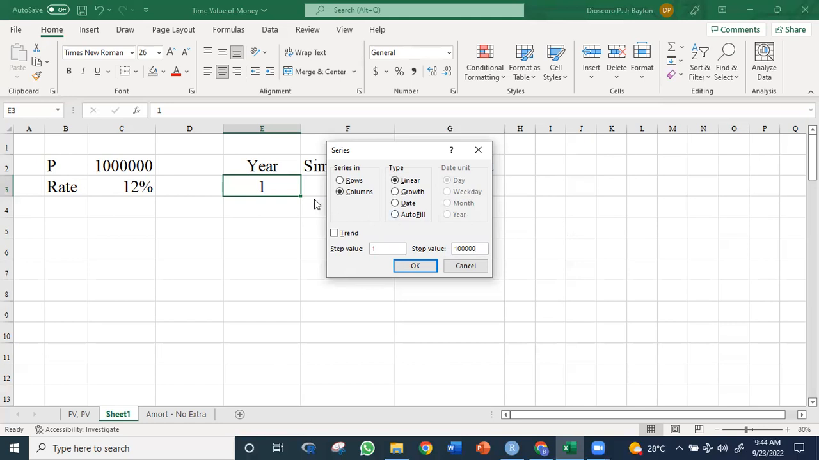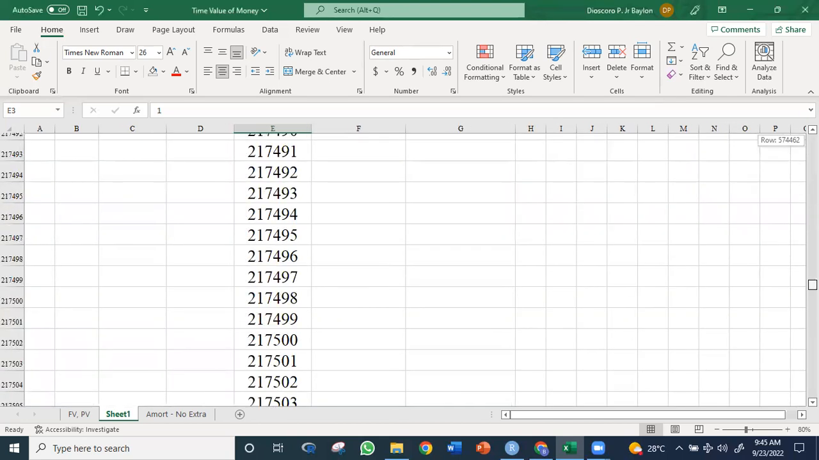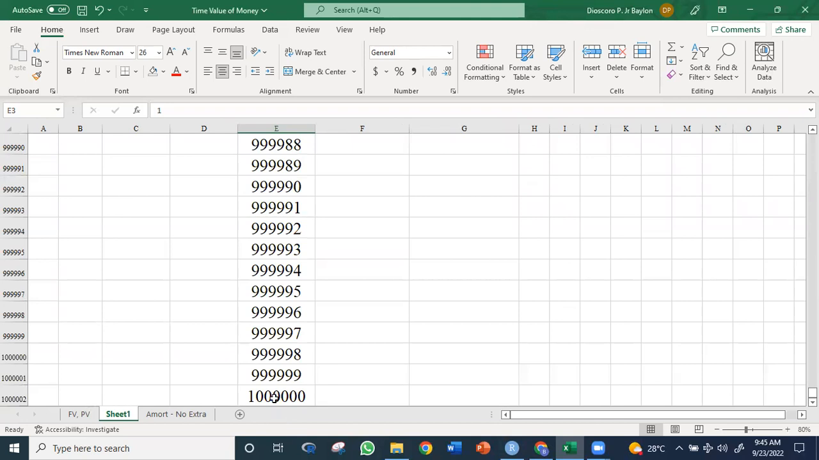So I'm saying that Excel creates a series in columns, starting here with the number I wrote, 1. Step value is 1, so it will keep on adding 1 until it reaches the stop value. I think this is only 100,000. I'll make it 1 million just to dramatize the example. And there, guys, it gave us the series until 1 million. So very easy to list.